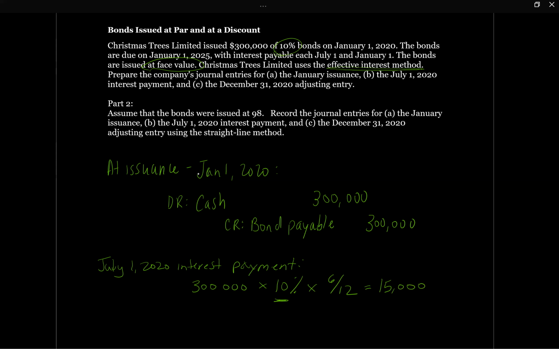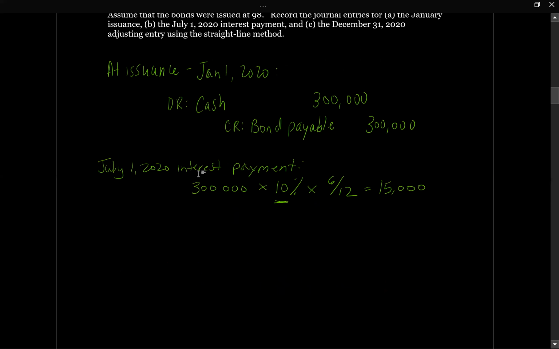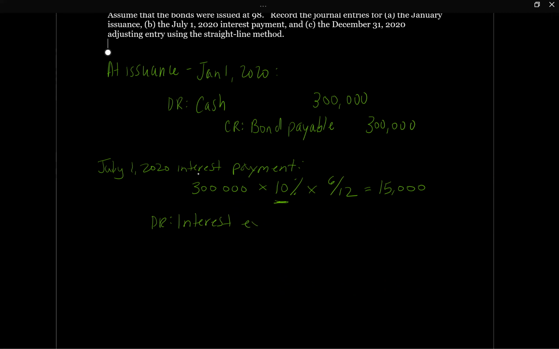So these bonds are annually going to pay out $30,000, but they're going to make it in 2 payments of $15,000. So our entry for the first payment is going to be debit interest expense. So this is going to go through our income statement as an expense for the company. And credit cash. They're actually going to need to pay out cash to the bondholders, $15,000.